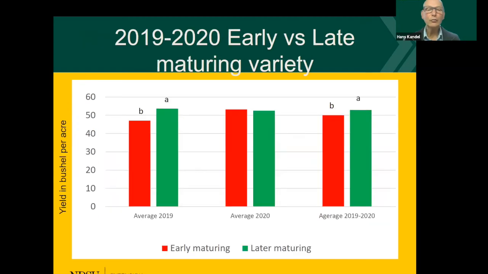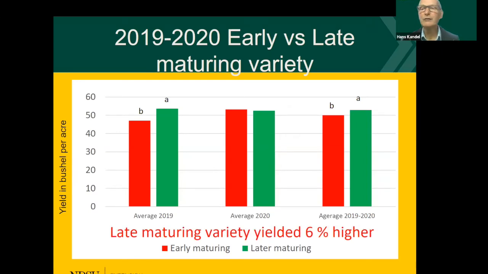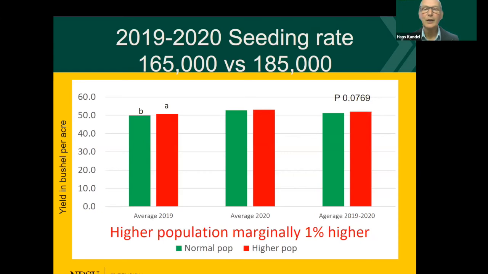If we look at 2019, it was very clear that later maturing was higher yielding. In 2020, not, due to the frost. Overall, still, later maturing has the benefit. And in this case, it was about a 6% increase in yield. The last thing that we were interested in is looking at seeding rate. I already mentioned earlier that with a higher seeding rate, we sometimes do not see a significant increase in yield. In this case, averaged across all those environments, we only saw a 1% increase, so marginal.